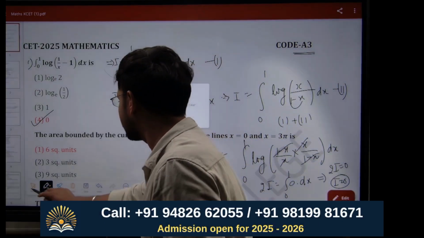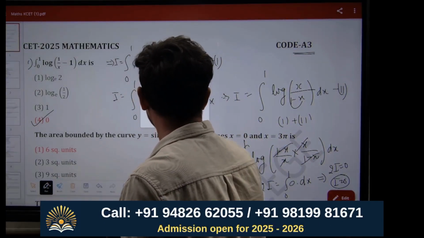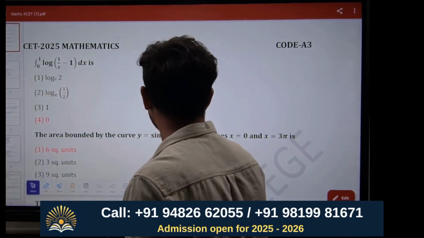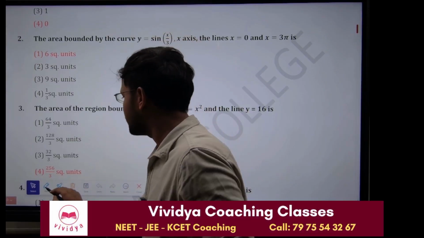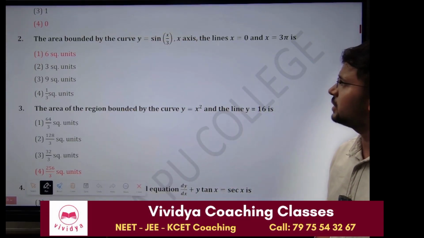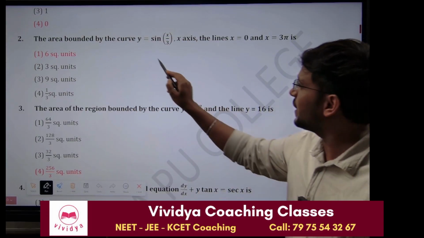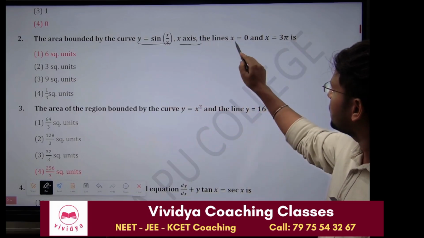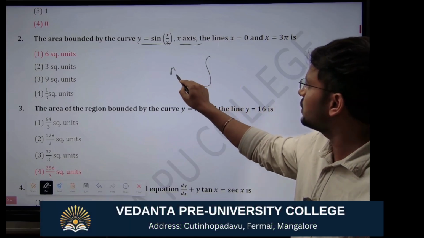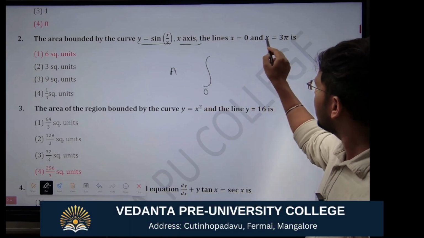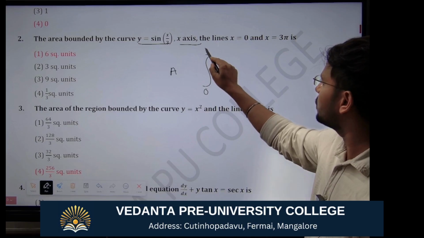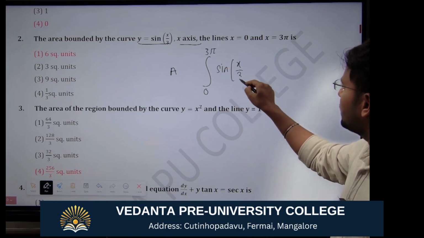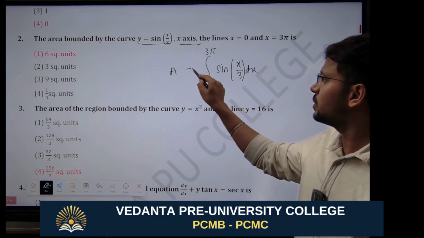Now let's go for the next question. See the question number 2. Question number 2 is also very simple question. You have to find the area bounded for this equation along x-axis. So area is nothing but x is equal to lower limit to x is equal to upper limit, y dx. Y is given sin x by 3 dx. That is equal to area.